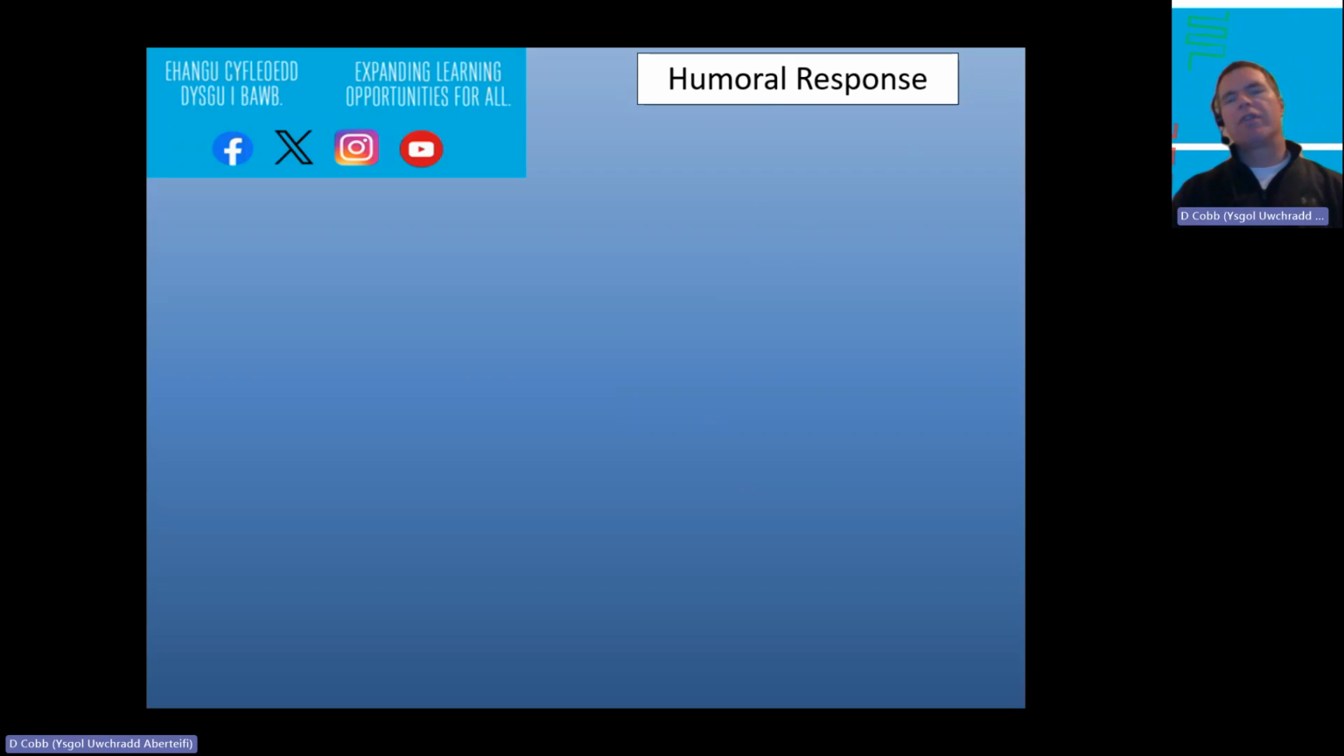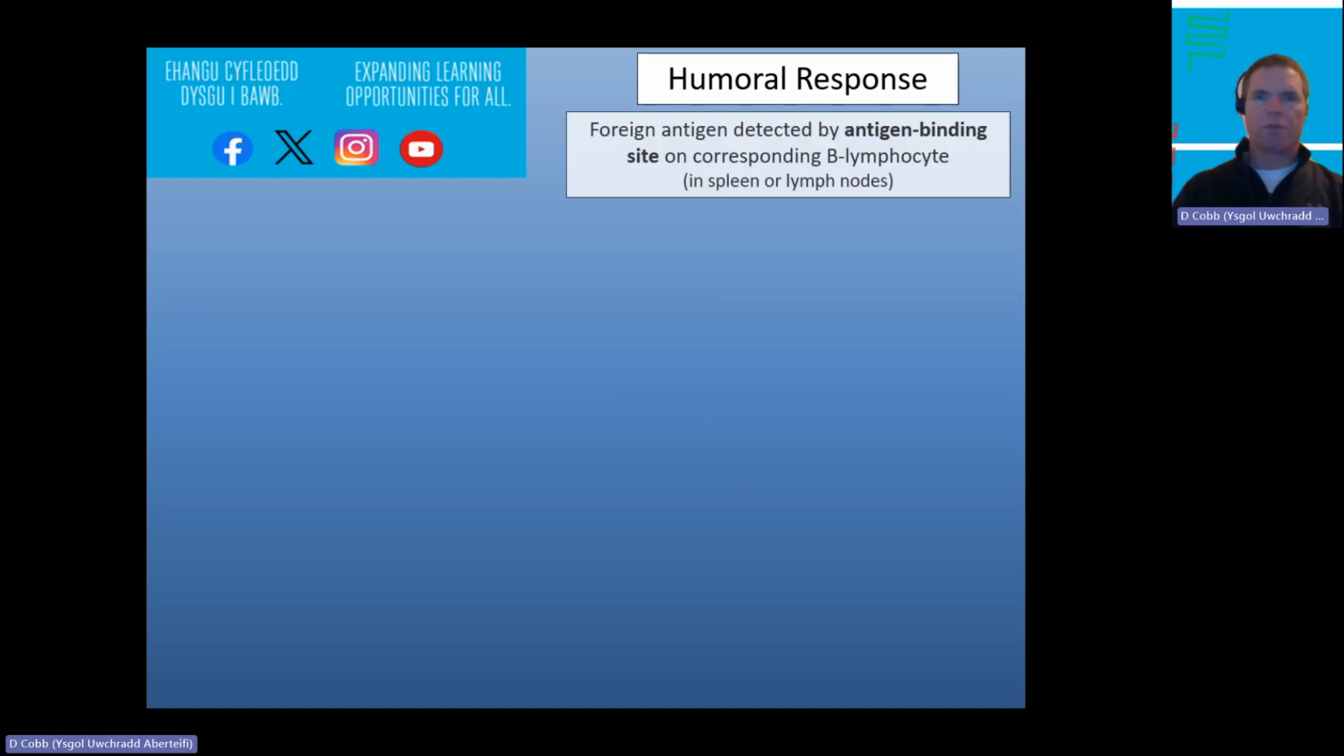So let's now focus then on this cellular response. So we've looked at that first line of defense, and we're now on the cellular response. So this is what happens once a pathogen properly enters the body, and how do we go about fighting it off. So the cellular response is divided in two. You can have the humoral response, which involves B lymphocytes, a special type of white blood cell, or the cell-mediated response, which involves T lymphocytes. So let's deal with the humoral response first of all.